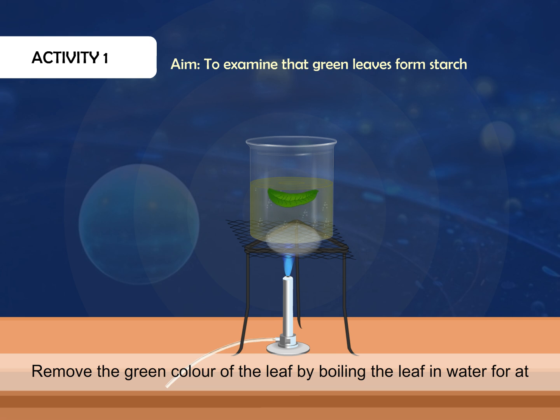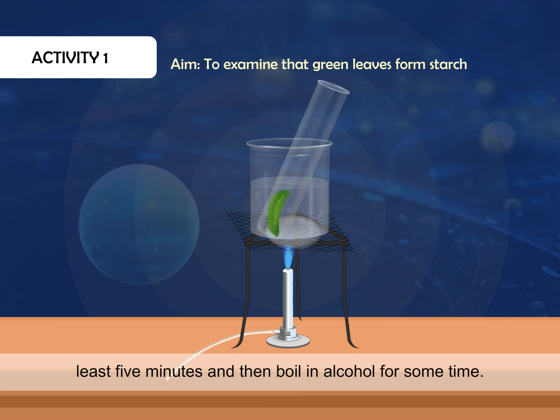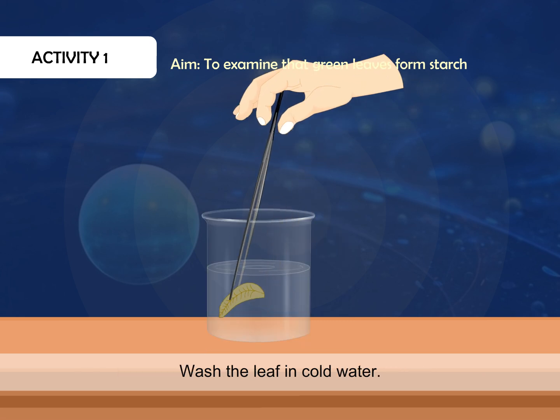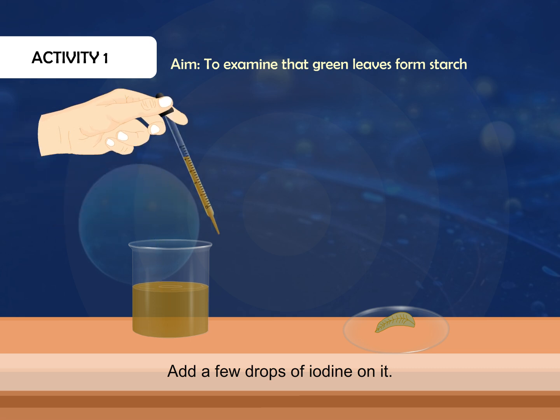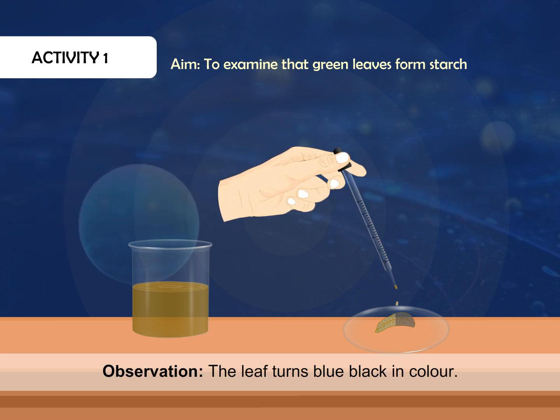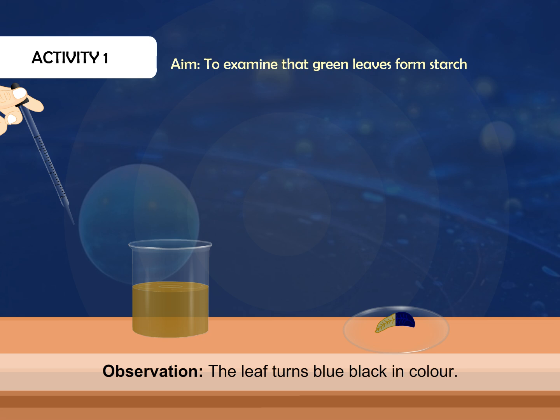Remove the green color of the leaf by boiling the leaf in water for at least 5 minutes, and then boil in alcohol for some time. Wash the leaf in cold water. Add a few drops of iodine on it. Observation. The leaf turns blue-black in color.